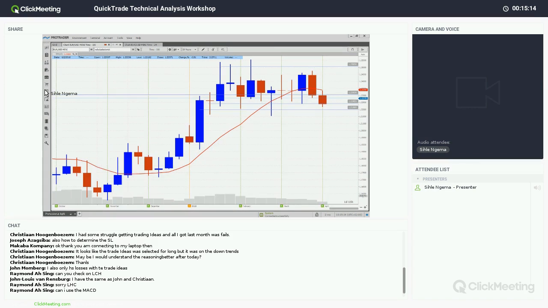Yeah, you can use MACD, but the issue that I have with the MACD is that it's a little bit, well, it's lagging. Like all the other indicators, it's lagging. But I mean, you can use it to confirm your trade. It's okay. You can do that.